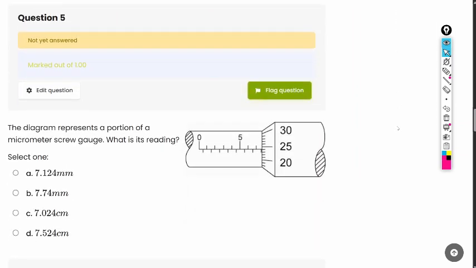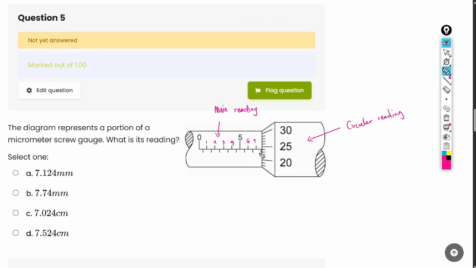Question 5 says, the diagram represents a portion of a micrometer screw gauge. What is its reading? The way a micrometer screw gauge works is that we have a main reading here, and here we have the circular reading. Here you can get your accuracy up to 0.5 of a millimeter. So this is 0, 1, 2, 3, 4, 5, 6, 7.